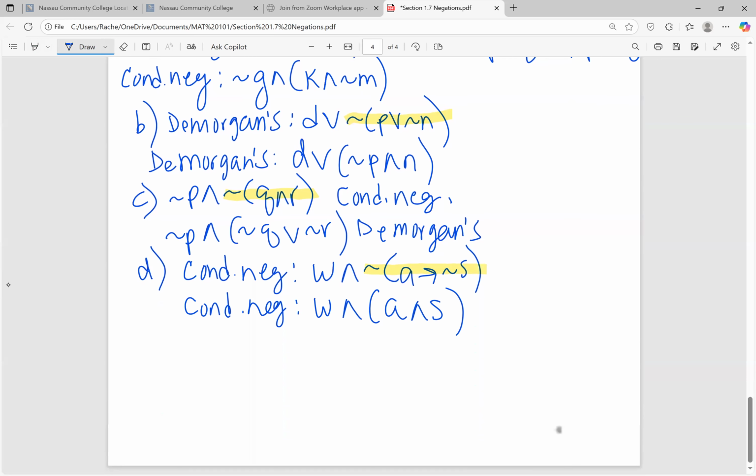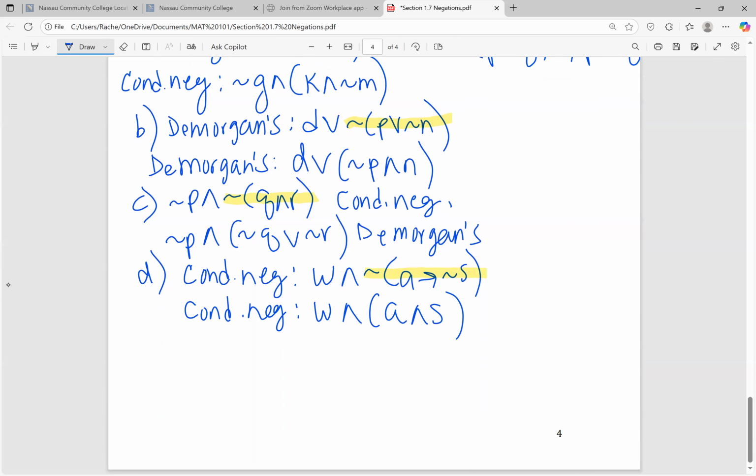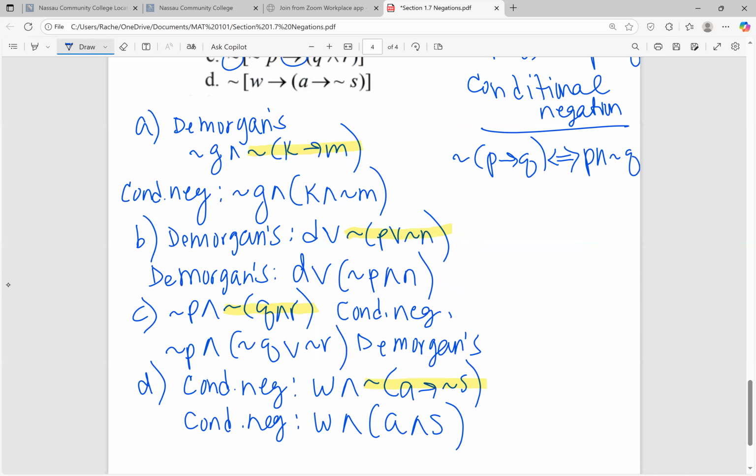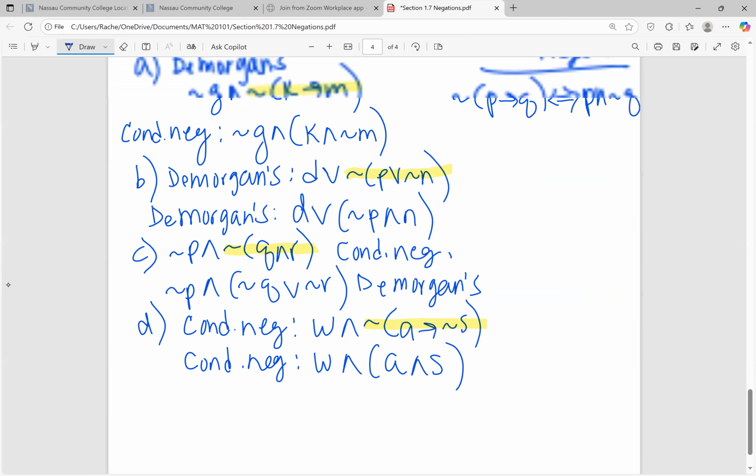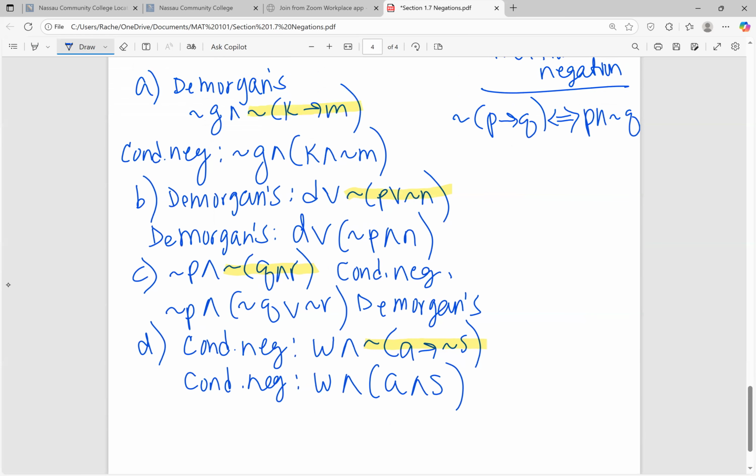And that wraps up section 1.7 and chapter 1. So this last section went over the equivalences that contain negations. And you'll have homework to practice with this.